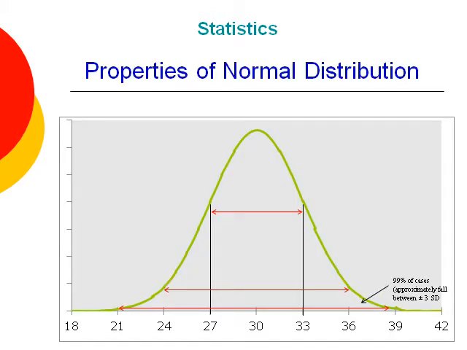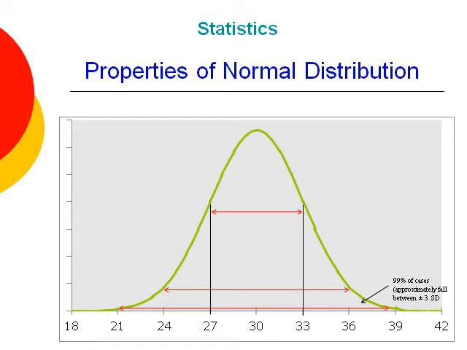Let's look at this a little closer by taking a look at this example. Let's say we give a test to 1,000 individuals and we find the mean of the test was 30 and the standard deviation was 3. If the scores are normally distributed, approximately 68% of the test takers would score between 27 and 33. Approximately 95% of test takers would score between 24 and 36, and nearly all test takers, or approximately 99%, would score between 21 and 39.